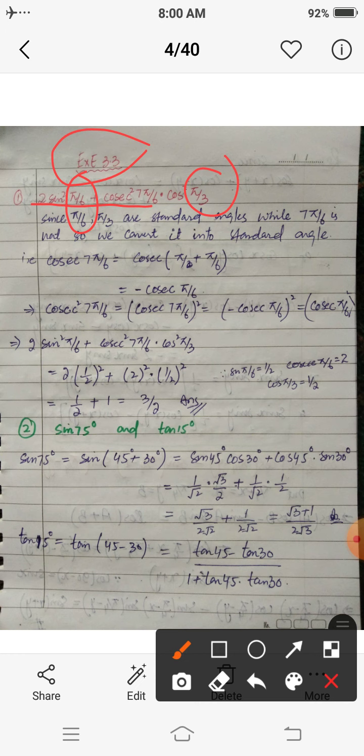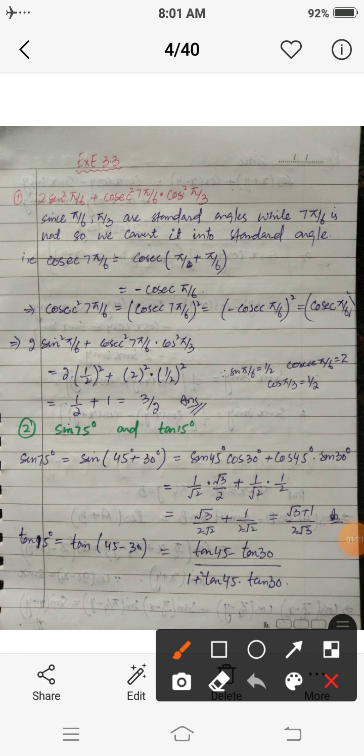Here we first find the value of cosec 7π/6. You know that 7π/6 can be written as π + π/6, because after simplifying this, it is simply 7π/6. And you also know that for cosec(π + θ), π + θ is in the third quadrant, and in the third quadrant cosec is negative. This means minus cosec π/6. So cosec 7π/6 is minus cosec π/6.